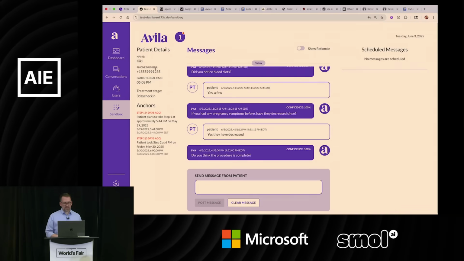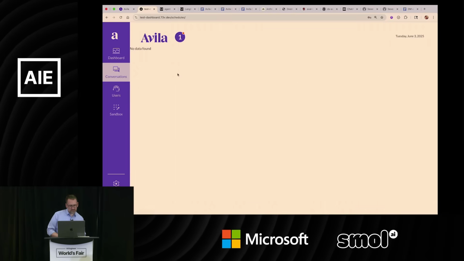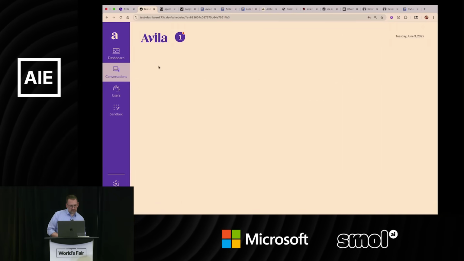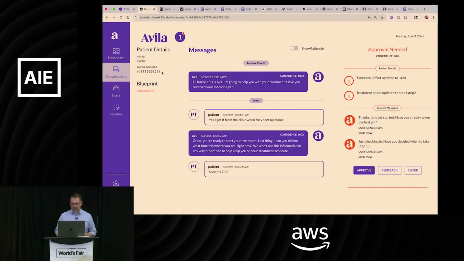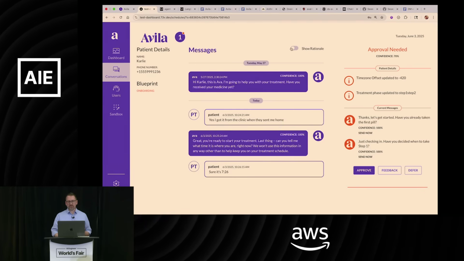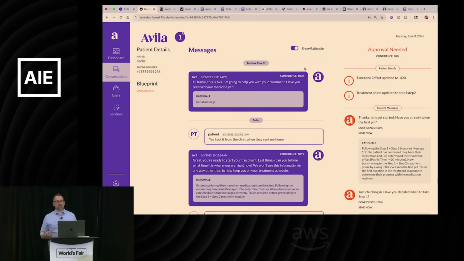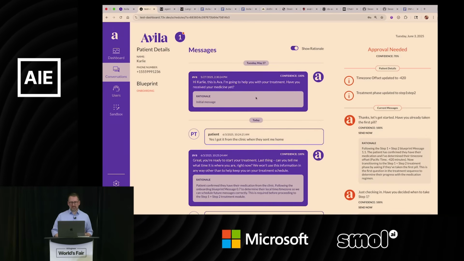Okay, so now let's look at this. I think that's actually the wrong one. Let me find this again. All right. Yep. So this right here. Actually, I don't have to go to the sandbox to look at this. This is an example of what happens when things are complicated enough that we're asking for human review. In this case, I've just started this conversation. And I said, yep, I got my medicine.